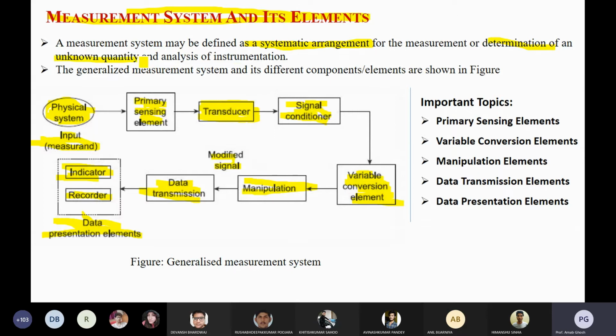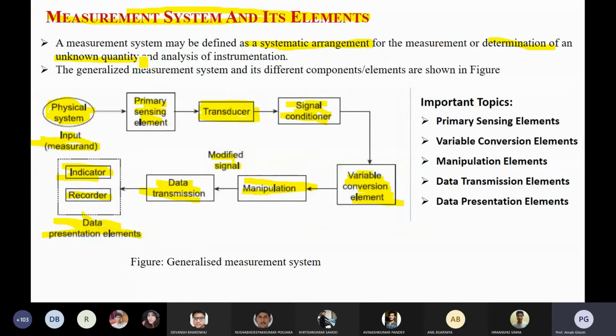Okay, that's why the entire element needs to be arranged. So, analysis of instrumentation. The generalized measurement system and its different components or elements are shown in the figure. You can see the important components that are given. The important topics I have already discussed in my own voice.